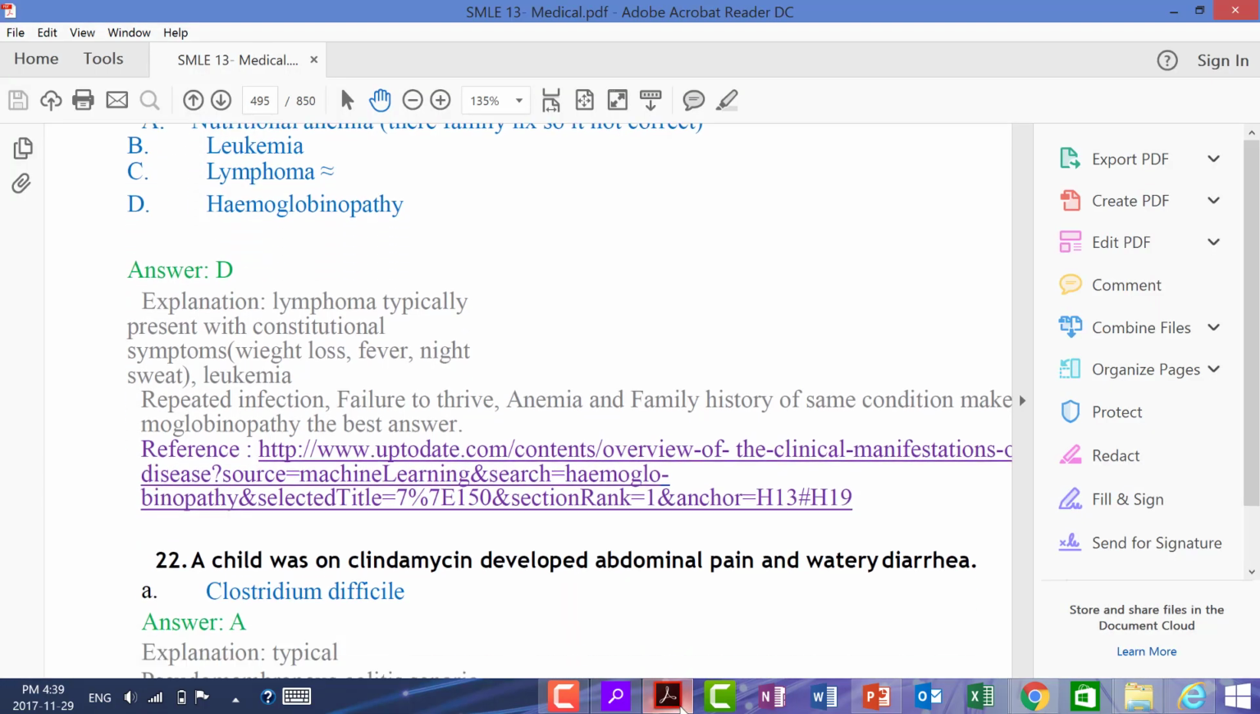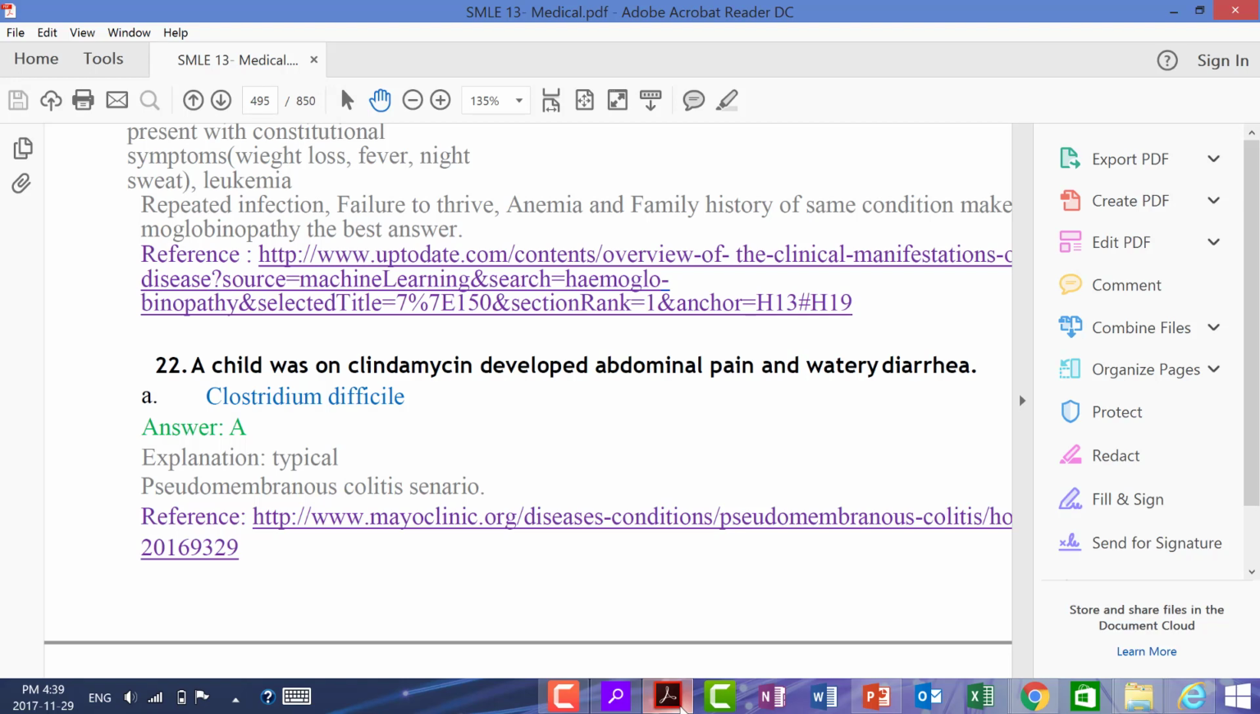Here we go to the next question. Child was on clindamycin, developed abdominal pain, watery diarrhea. So what would you think of in a patient who has abdominal pain, diarrhea after clinda? That's actually a hint about C. diff, Clostridium difficile. This is one of the common organisms that you see in the hospital, and it's a dangerous one. It causes pseudomembranous colitis.